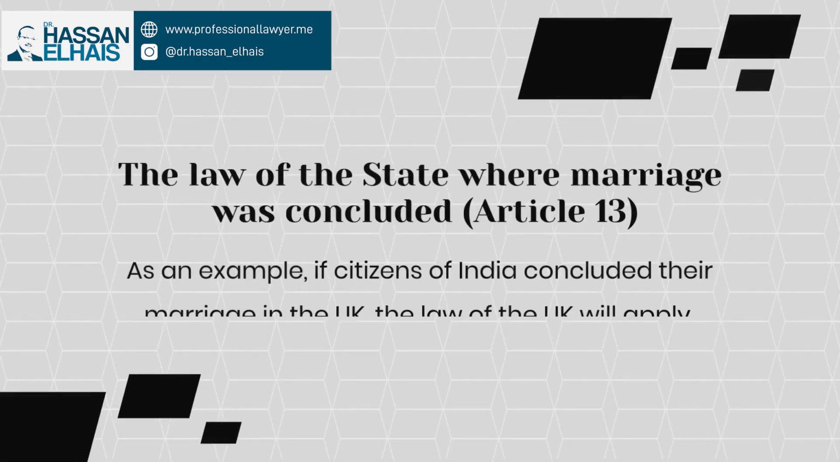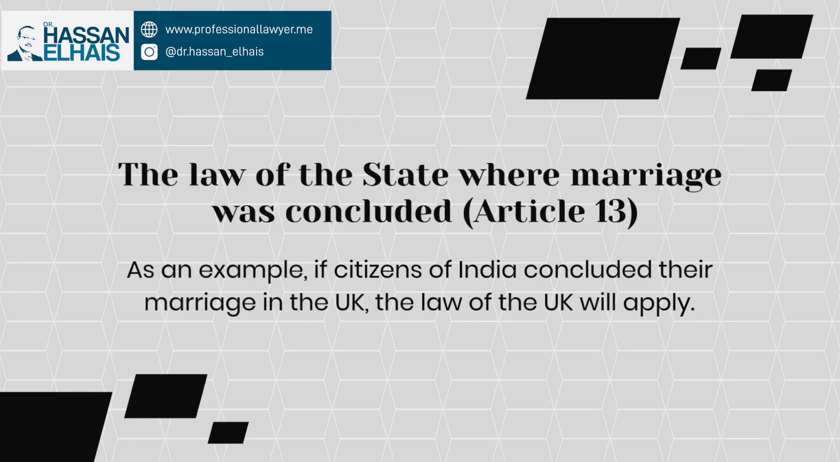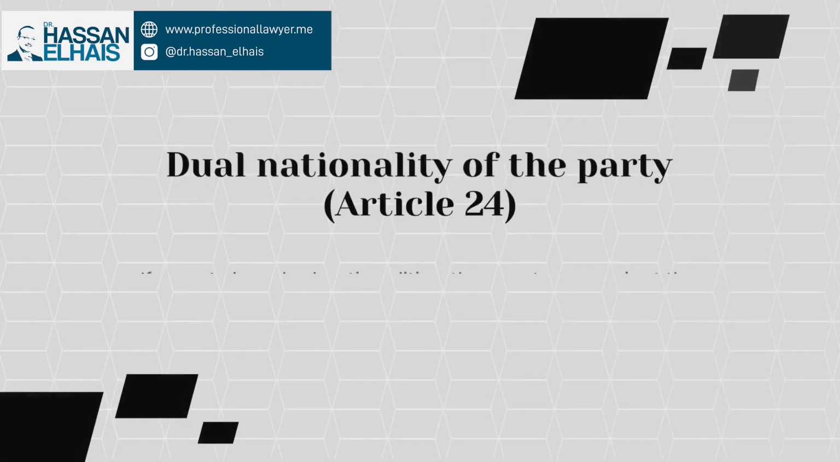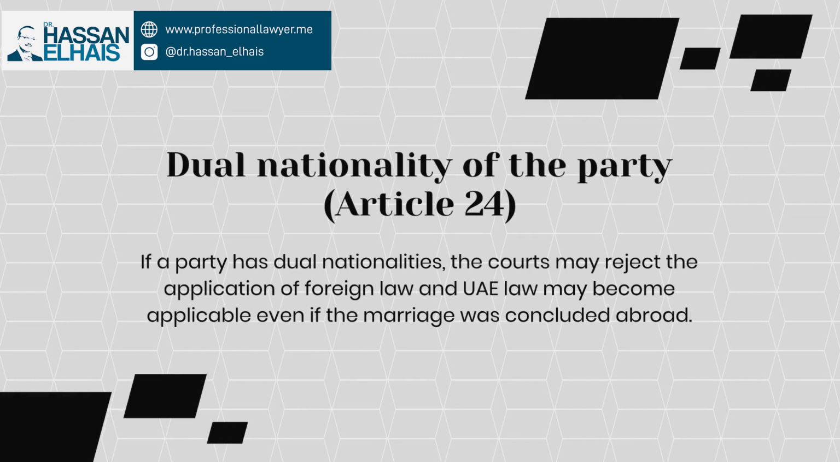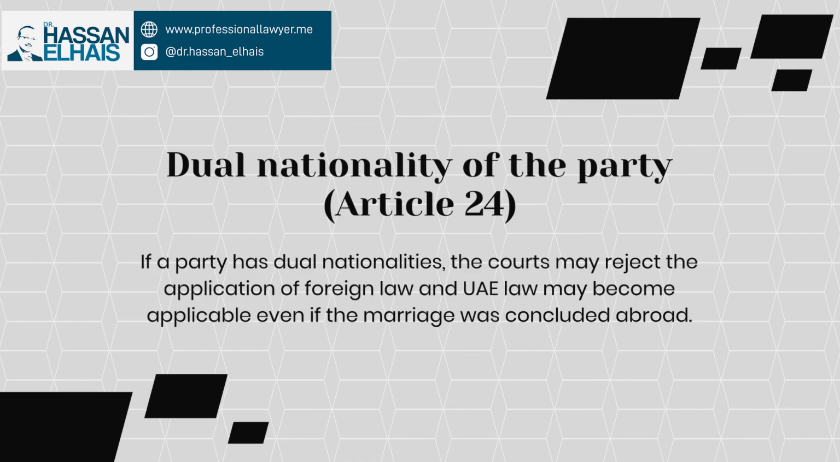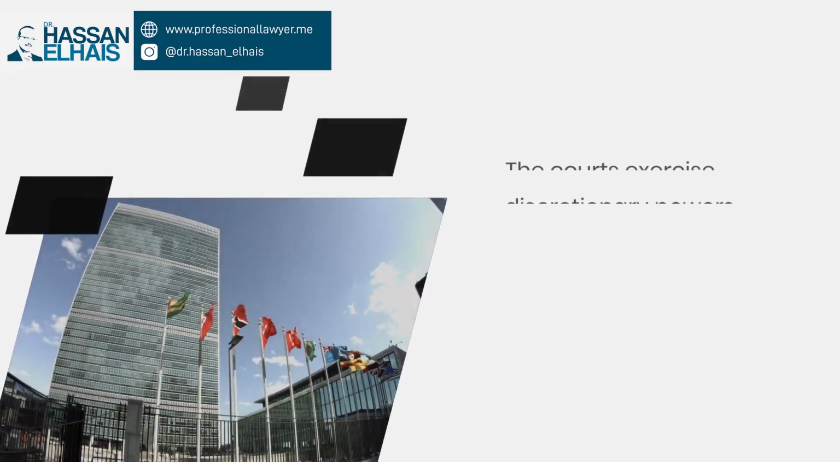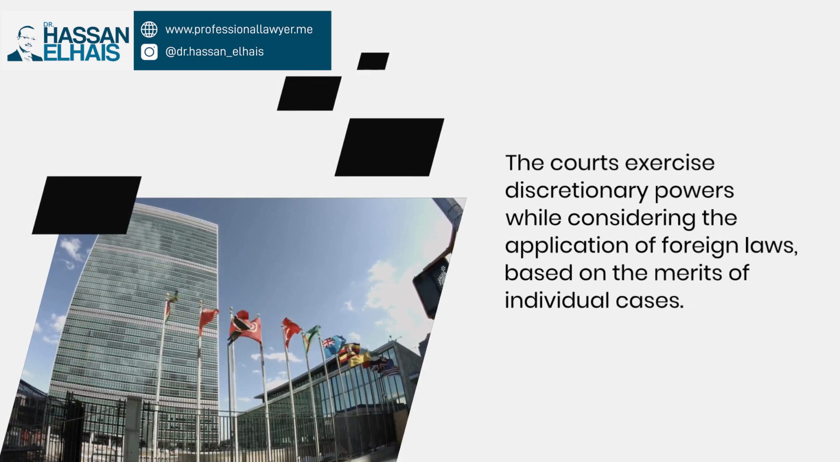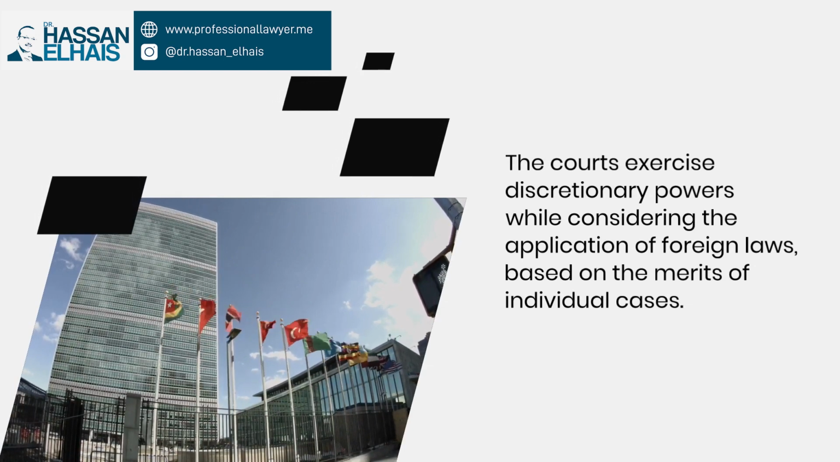1. The law of the state where marriage was concluded, Article 13. As an example, if citizens of India concluded their marriage in the UK, the law of the UK will apply. 2. Dual nationality of the party, Article 24. If a party has dual nationalities, the court may reject the application of foreign law, and UAE law may become applicable even if the marriage was concluded abroad. The courts exercise discretionary powers while considering the application of foreign laws, based on the merits of individual cases.